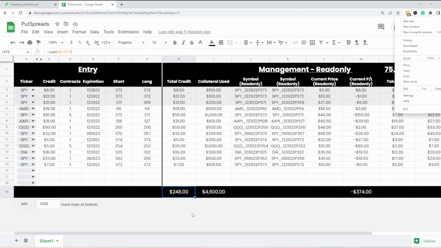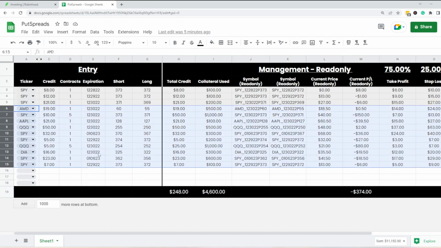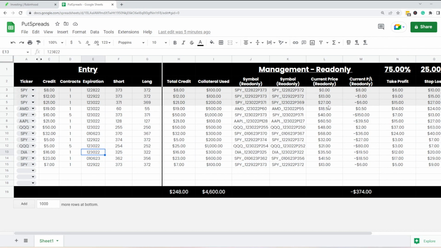Okay, so we can see I have about 9 positions open right now. Most of them are in the red. Current P&L. So this is all the data that you have to enter. So I manually entered this data. This data is calculated. I have an API in the background that I created to just go out and get the current price.